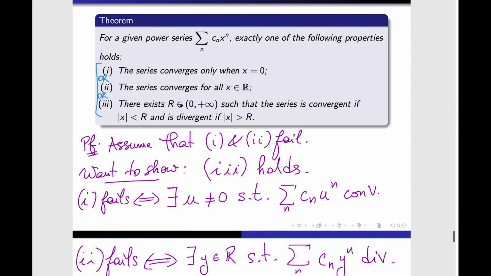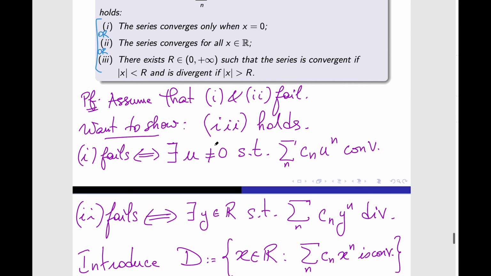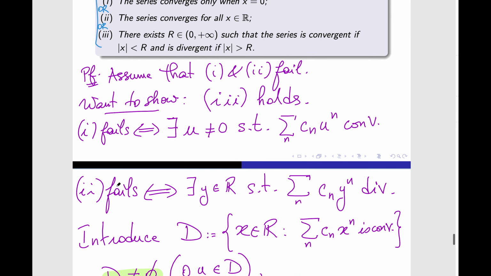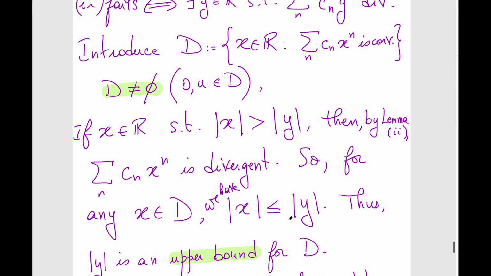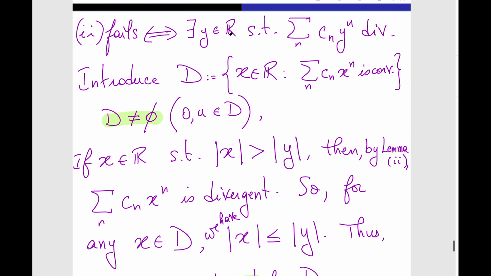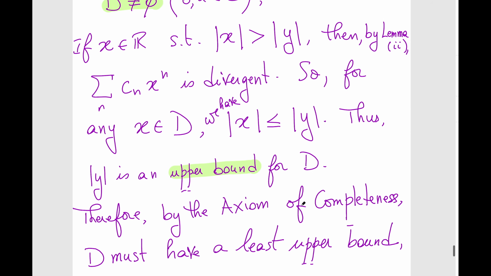Can you make the case that R is positive and finite? I'll leave it to you as an exercise to make the case that R is positive and finite. I'll still talk about it. R is positive because of this U. Because of this U, R is going to be positive. Think about it. And R is finite because I know that R must be less than or equal to the absolute value of Y, right? And Y is a real number. Correct? So I'll leave this as an exercise for you.